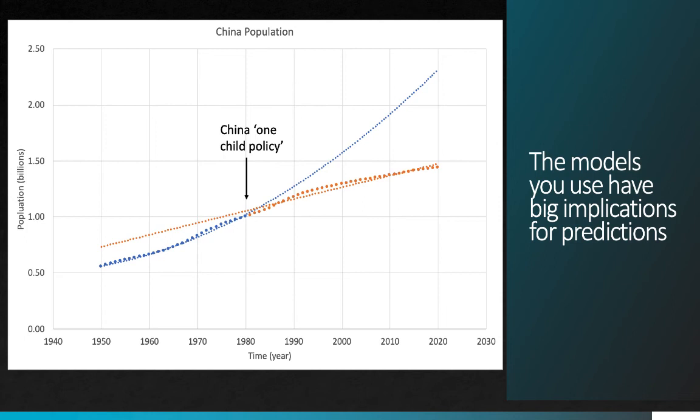I picked 1980 as the point to try different fits because this is when China instituted the one-child policy, which restricted couples to a single child specifically to reduce the rate of population growth. One way to interpret the blue line here is as an estimate of what China's population might have been if the growth rates from the 1950s and 60s had continued into 2020.